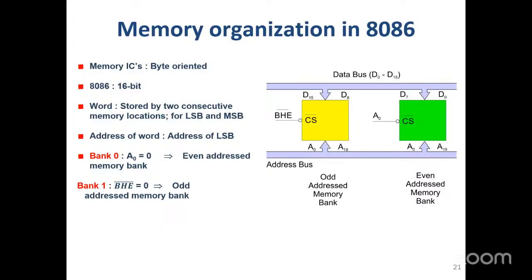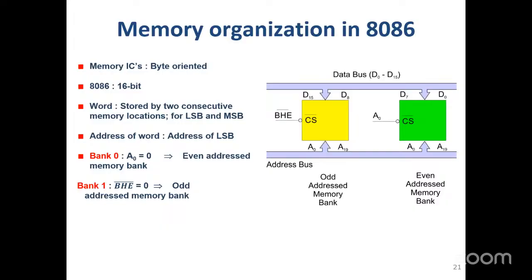And here, A0, bank 0. Bank 0 means even address and odd address. How can we access the even address and odd? By enabling the A0 pin, we can access the even address data. And by enabling the BHE pin, we can access the odd address data. 00 location is the even address data. 01 location is the odd address data. 02 even address, 03 odd address. So like that, we are placing them here.